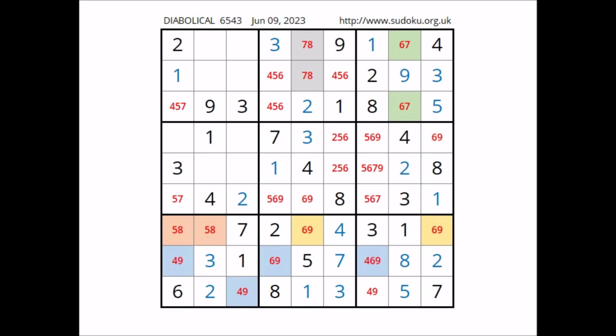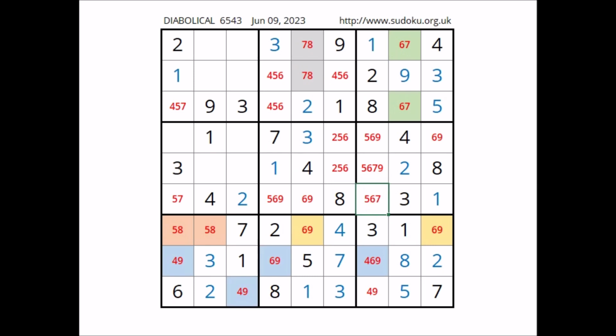What else? Let's see. Look. 6 and 9 in this place, 6 and 9 in this place, 6 and 9 in this place, 6 and 9 in this place. We have a skyscraper situation for the number 6, okay? Look, in this place cannot be 6.